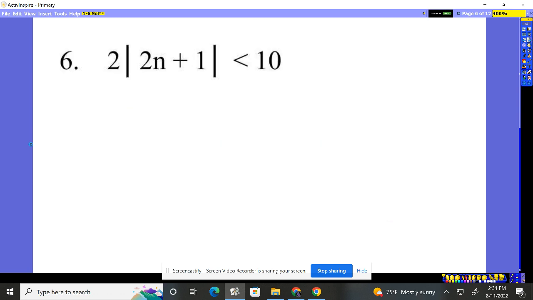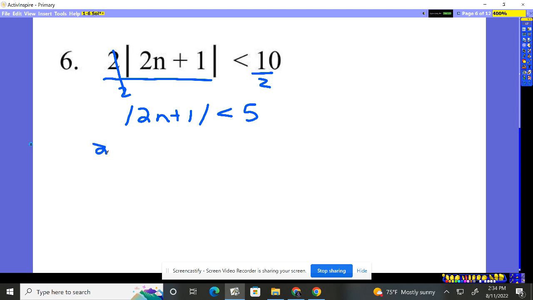Number 6, how do we start? First step, going to have to divide by 2. Divide by 2, so I'm looking for 2n plus 1 less than 5. So I need to be within 5 feet. I need to be closer, within 5 feet of the 0. So how do we solve it? Very simple, same as always.